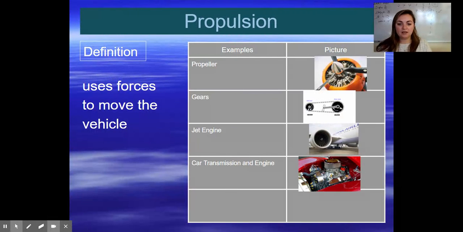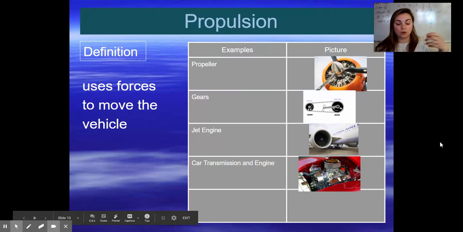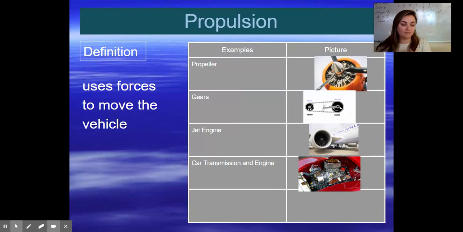And the next one is propulsion. The propulsion subsystem uses force to move the vehicle. Our examples would be the propeller on an airplane, the gears on a bike, the jet engine, and the car transmission or engine. All of these things either propel or push the vehicle forward. Anytime you see an engine, a jet engine, the gears on a bike or on anything, or a propeller on an airplane, that would be propulsion because it's going to propel or move something forward.